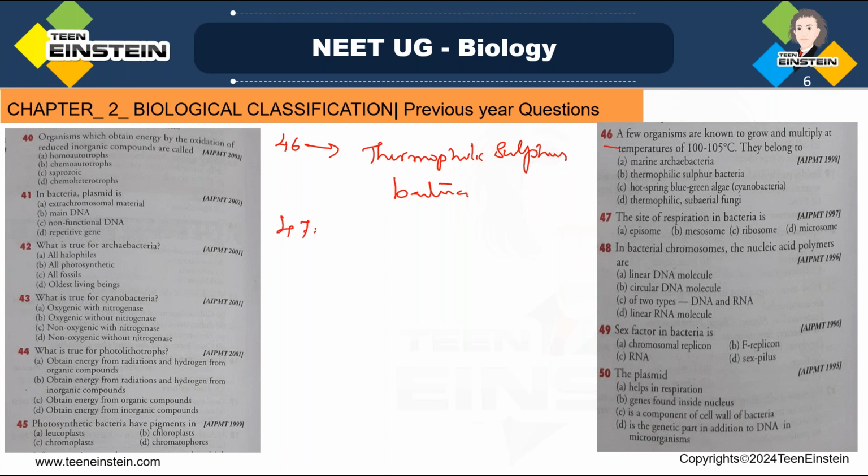47. Question number 47. Here, the site of respiration in bacteria. The options they have given us are episomes, mesosomes, ribosomes, microsomes. So among these you need to select one.